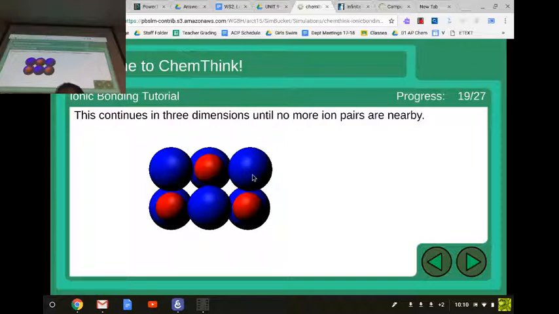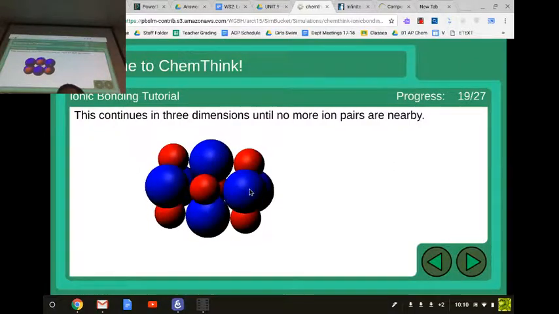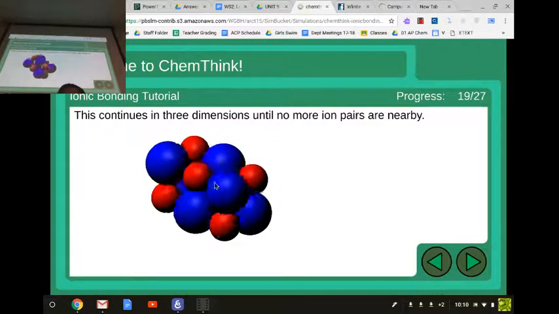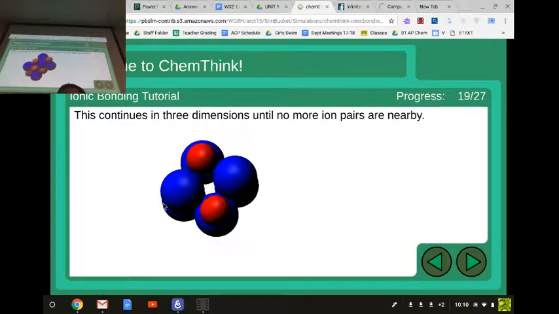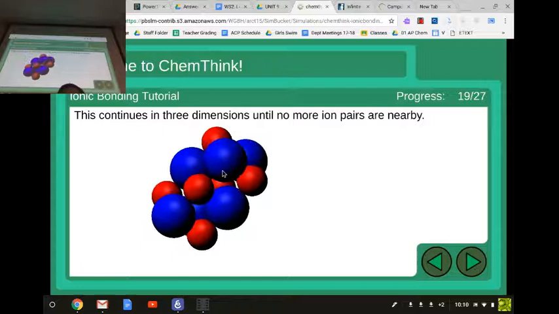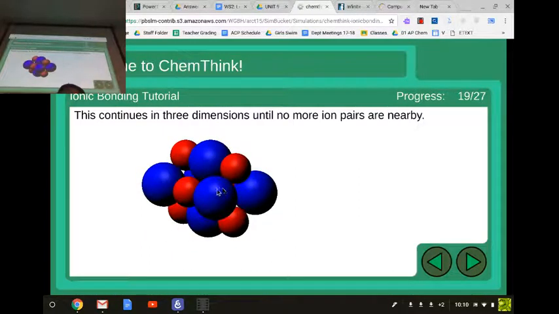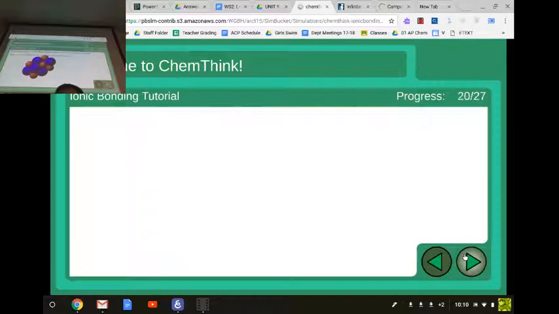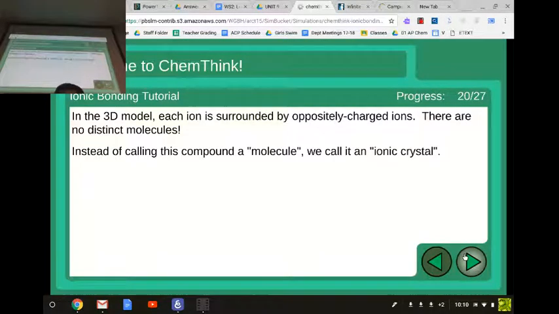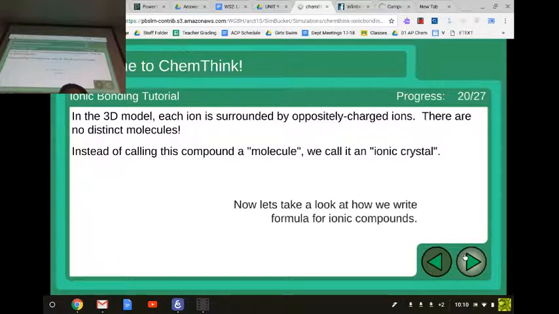It is very pretty. Now, take a look. If I rotate this, do you see how this structure repeats red and blue, red and blue, red and blue, no matter how I rotate it? What we have there is a three-dimensional crystal lattice structure. Because each ion is surrounded by oppositely charged ions, there are no distinct molecules, so we refer to this structure as an ionic crystal.